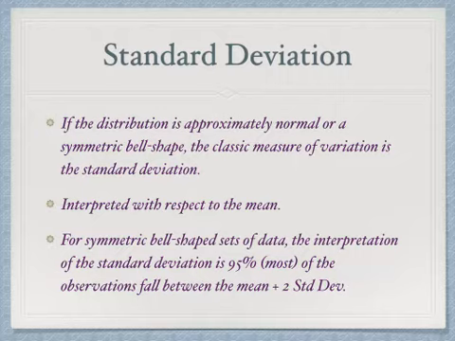So, standard deviation, I know it's been on the screen for a while. If the distribution is normal or symmetric, this is a classic measure of variation. It's interpreted with respect to the mean. And usually if 95% of the data fall between the mean plus or minus 2 standard deviations, it indicates that symmetric bell shape of our histogram.